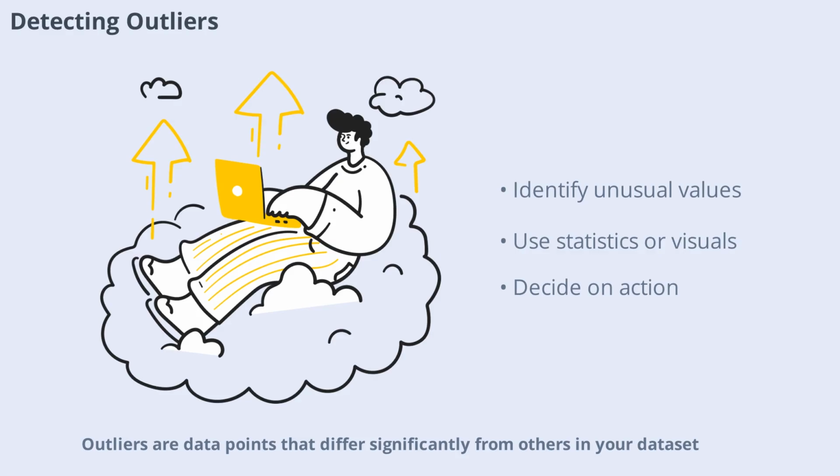Outliers are data points that differ significantly from others in your dataset. They can result from errors or represent rare but important events. Detecting outliers involves using statistical methods or visualization tools to identify unusual values. Once found, you need to decide whether to remove, correct, or keep them depending on their impact. Handling outliers appropriately ensures your analysis remains accurate and meaningful.